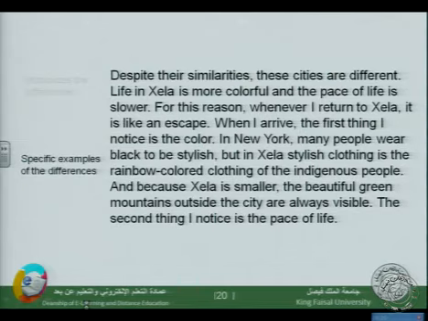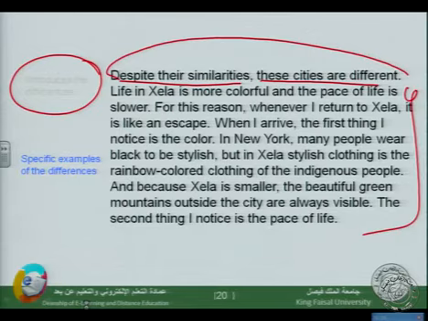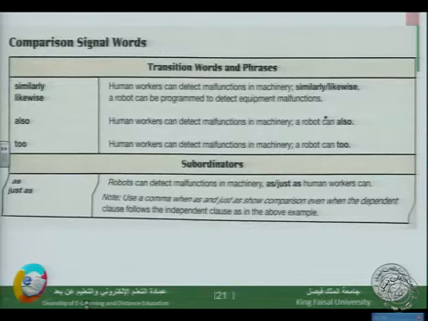Then the writer moves to another paragraph and introduces the differences. Despite their similarities, بالرغم من التشابه, these cities are different. So this is the topic sentence, and the rest are examples, ماشي? So here are specific examples of the differences. So hopefully now you understand what comparison and contrast mean.